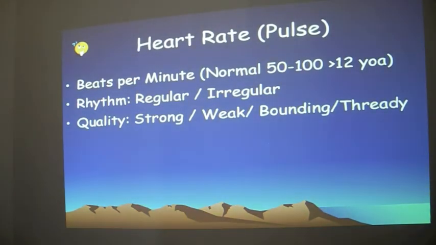Our heart rate, this is our pulse beat. Normal is between 50 and 100 for anybody 12 years of age or older. We're looking for, is it regular or irregular? The quality: is it strong, weak, bounding, thready? You're going to check the radial pulse. There are other places to check, but the main pulse area that you want to check is the radial pulse.